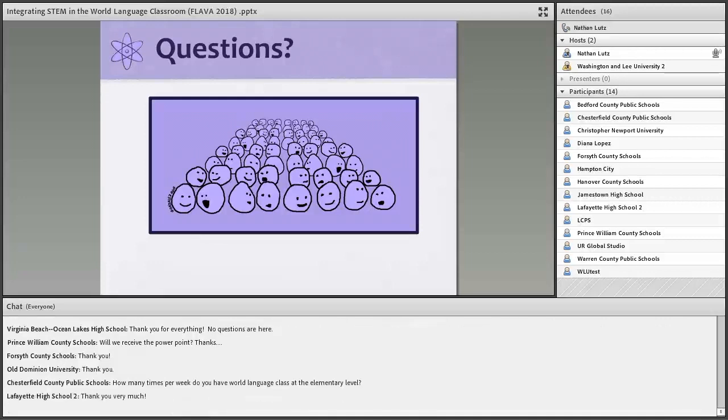After having read and performed the Three Little Pigs in the target language, we see that as a valid use of time, and their teachers are very supportive of it as well.